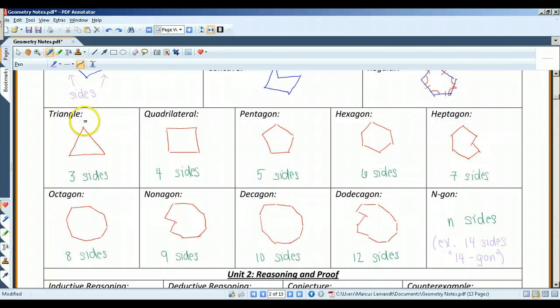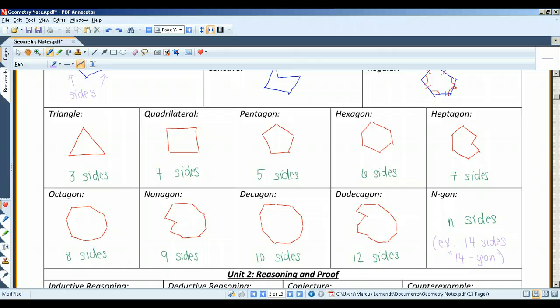A triangle has 3 sides. A quadrilateral has 4 sides. A pentagon has 5 sides. A hexagon has 6 sides. A heptagon has 7 sides. An octagon has 8 sides. A nonagon has 9 sides. A decagon has 10 sides. A dodecagon has 12 sides. And an n-gon has n sides.